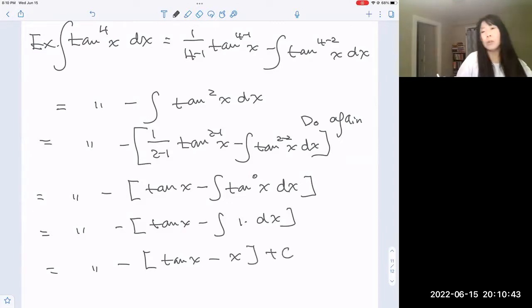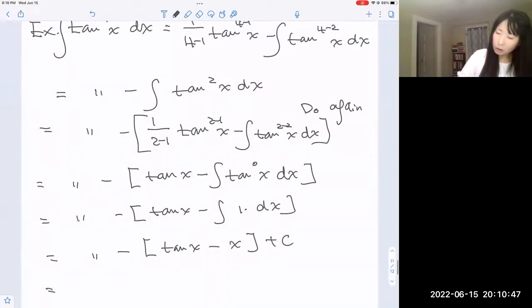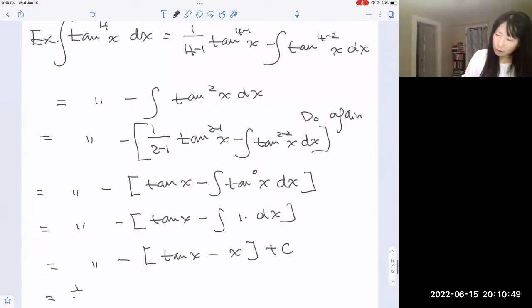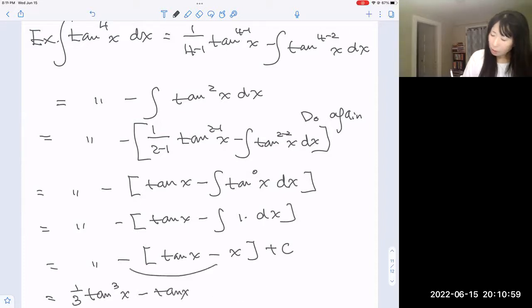Plus c. So let me arrange everything. So it will be 1 over 3, tan to the third power, minus tangent and plus x plus c. That's it? Wow.